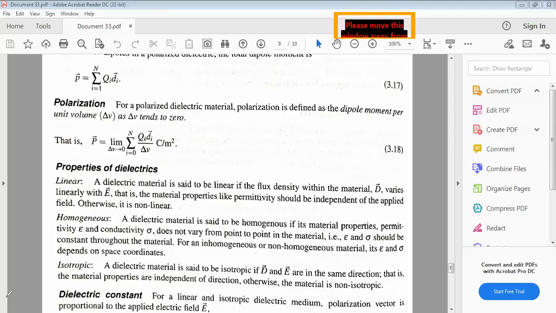These properties are constant irrespective of location and irrespective of time. Then that material is said to be homogeneous. For an inhomogeneous or non-homogeneous material, epsilon and sigma depend on the space coordinates. Remember that.